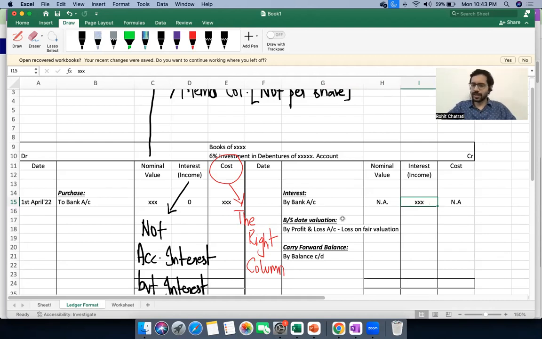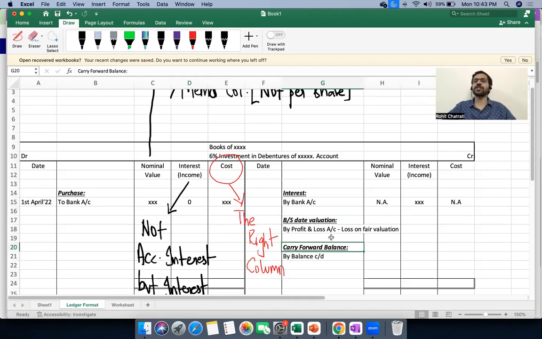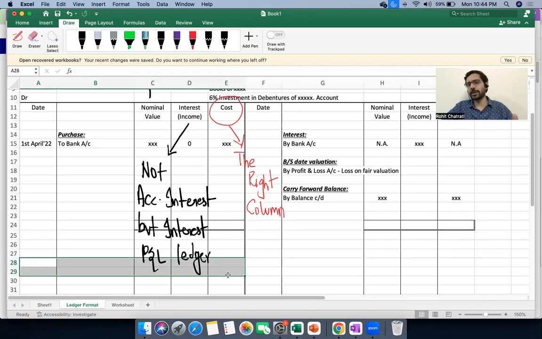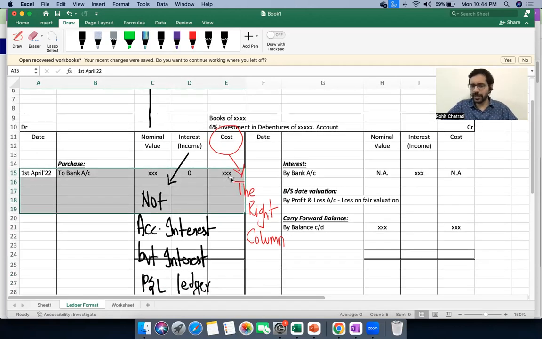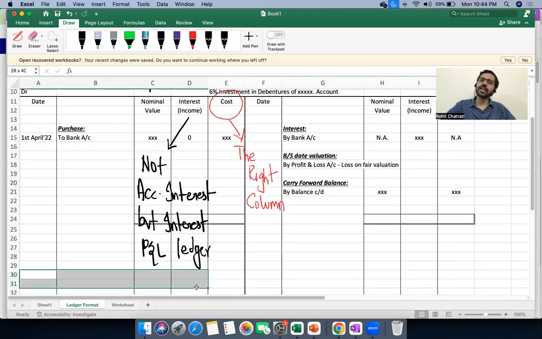in a year. Let's ignore the balance sheet date valuation for a second. Let's assume there is no other transaction. You will have carry forward of balance as by balance carried down. Whatever nominal value and whatever cost you had, they will be carried forward to the next period, and then you will have to balance brought down on the debit side. You're basically closing the ledger account. Whatever ledger account you opened, you're closing it by recognizing by balance carried down, and you will then have to balance brought forward in the next period.